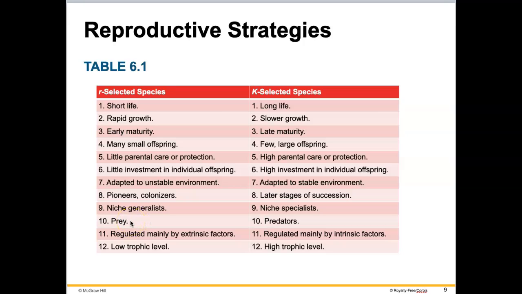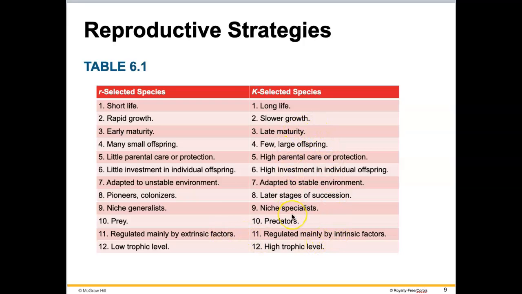You see also that they can use their niche as a generalist, and they are normally prey organisms that feed on a lower part of the trophic level. K species by comparison are long-lived. They reach maturity much later, so this would be things like elephants and wolves and human beings. And as such, they normally become predators. Elephants aren't predators, but wolves are, and they therefore are feeding at a higher trophic level.